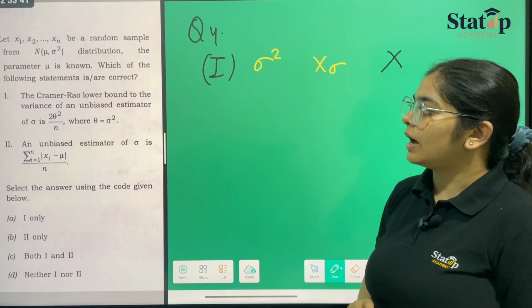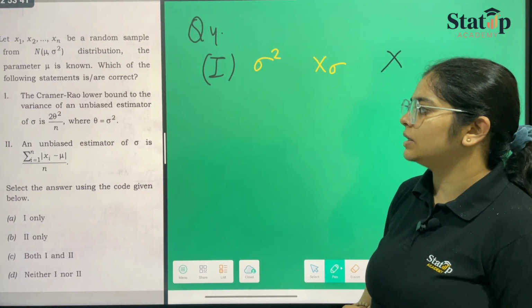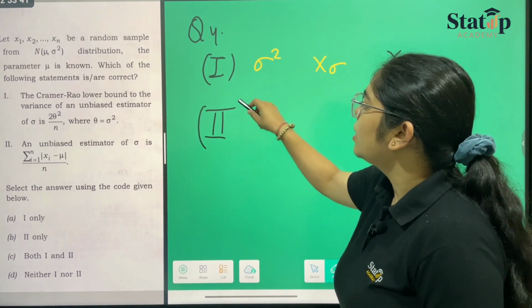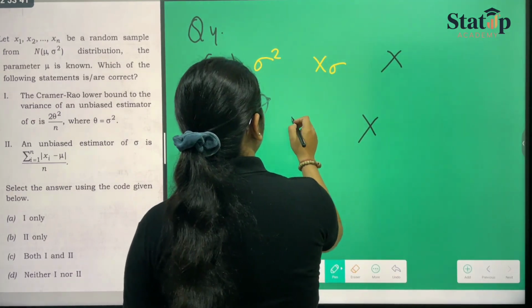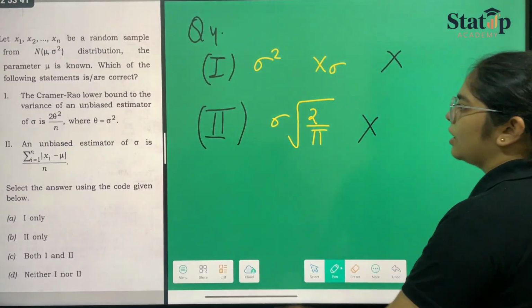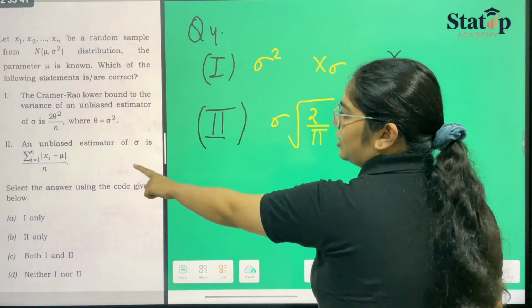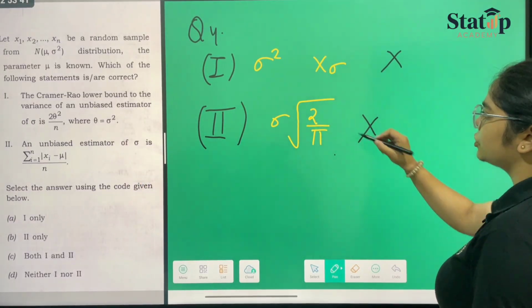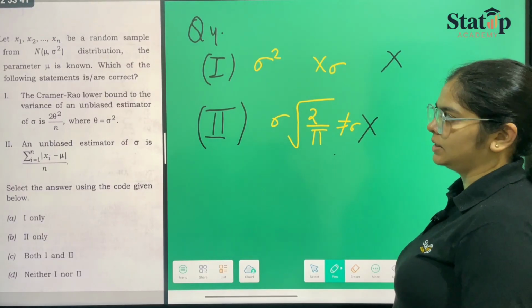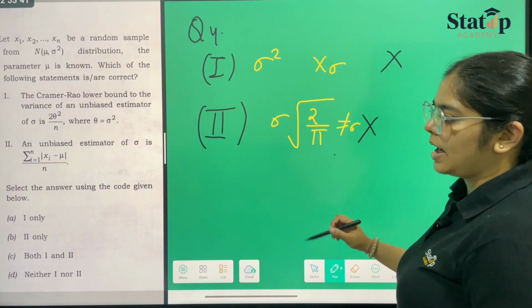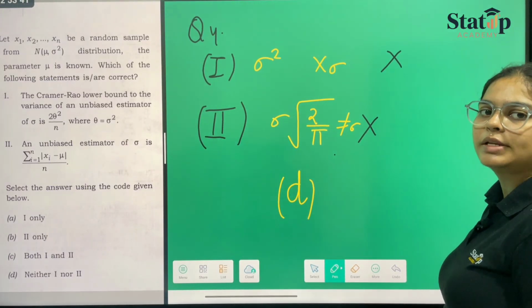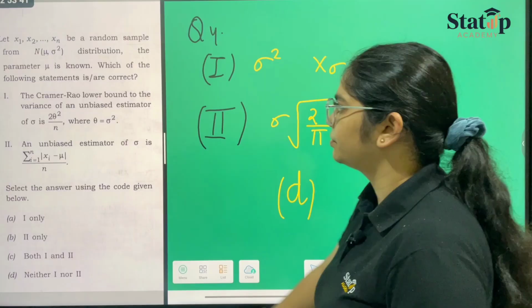Then the second is, an unbiased estimator of sigma is this. Now if we calculate the expected value of this estimator of sigma, it will be sigma root 2 by pi, which is not equal to sigma, and hence we can say that it is not an unbiased estimator. So this question has option number D as the correct answer, that neither of the statements is true.